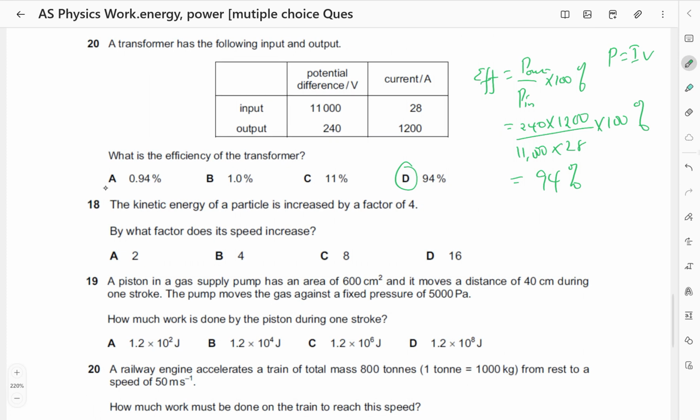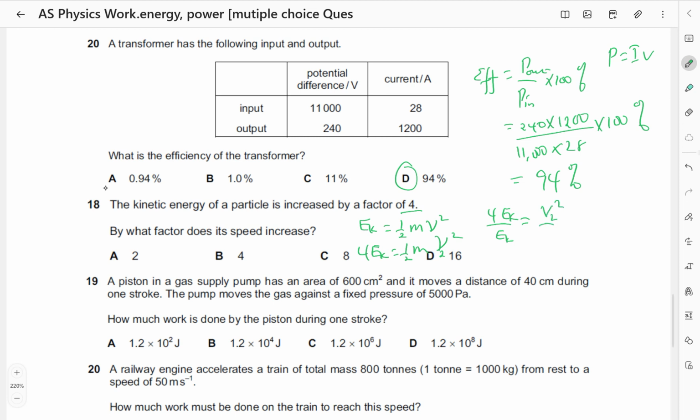The kinetic energy of a particle is increased by a factor of 4. By what factor does its speed increase? We know that kinetic energy is equal to a half mv squared. So it means when the kinetic energy is 4 times Ek, this will be a half m times the speed, I'll call it v2 squared. So I just divide the two equations.